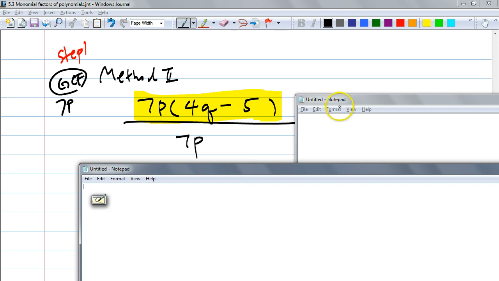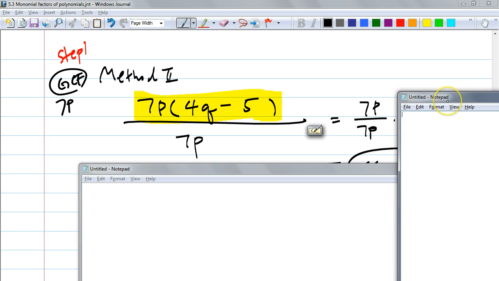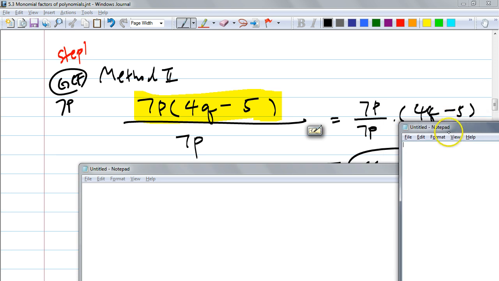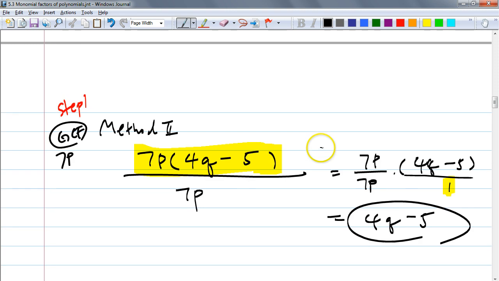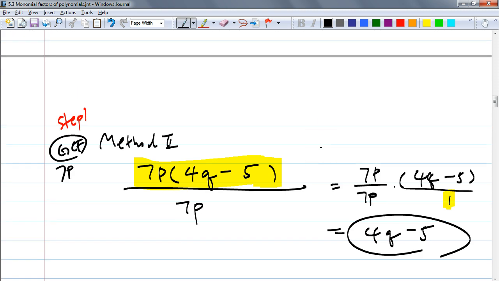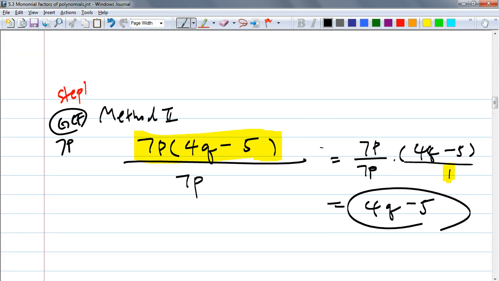Now, if I know this, what's this? 7p over 7p times what? 4q minus 5 over? 7? Is it 7? 1. Because we have 7p as a new denominator. So therefore, what's 7p over 7p? 1. Do we get the same answer as before? Yeah. Does this make sense? How many people like second method now better? I still haven't convinced you guys.